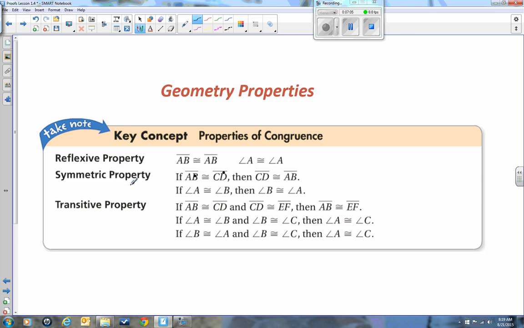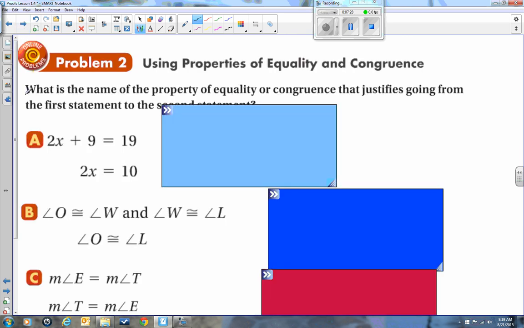Switching is symmetric. Transitive property, AB equals CD, CD equals EF. And we'll notice we have the CD written twice. Therefore, AB equals EF. That's their logical conclusion. Those are geometry properties that you can use as reasons in your proof. All right, let's take a look at applying those reasons in a few problems.